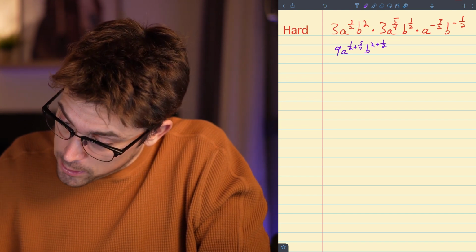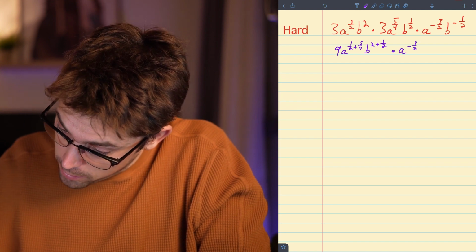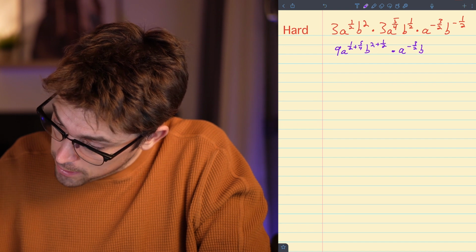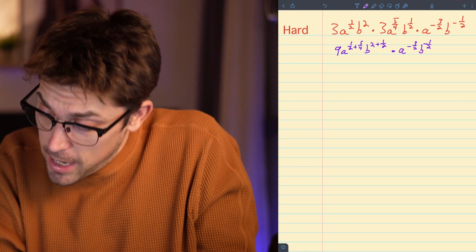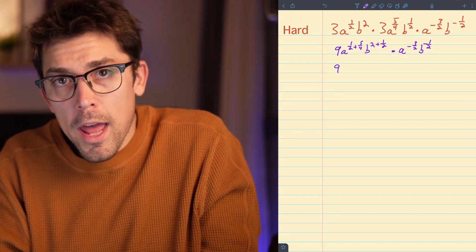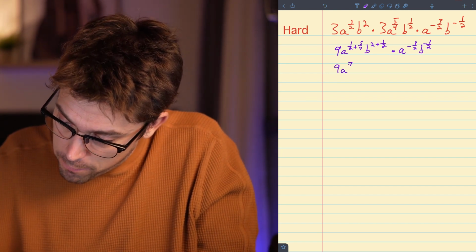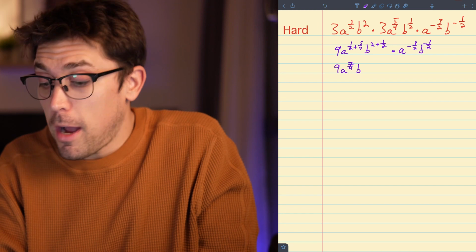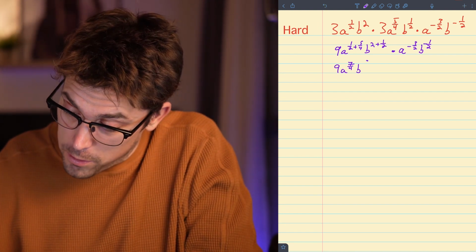And now let's write this other term, making sure that we keep it in our work. A to the negative 3 over 2, b to the negative 1/2. Okay, so now let's simplify this down. I already had 3 times 3 was my 9. Now I have a to the 1/2 plus 5 over 4. That's going to be a to the 7 over 4. B to the power of 2 plus 1/2. That is going to give me 5 over 2.